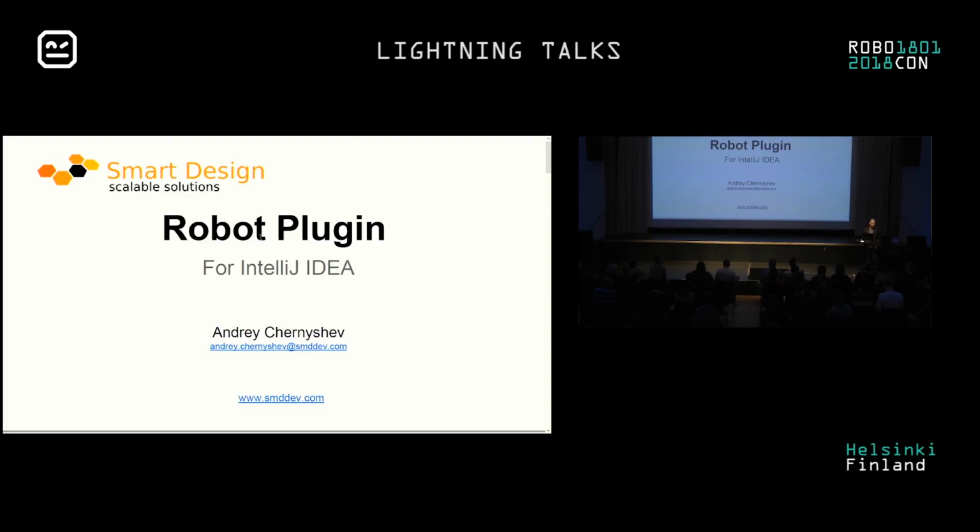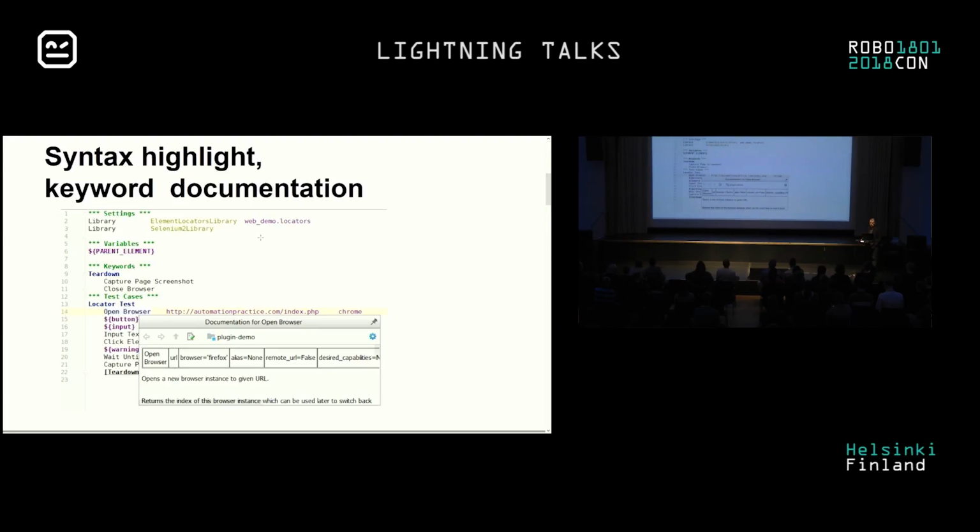And here I would like to highlight some of the features that we were able to do. The first one is complete syntax highlighting for all the keywords and libraries which are used in test cases, and keyword documentation. Once you press, depending on your keyboard layout, the shortcut for function documentation, you can see the documentation for the specific keyword under the cursor.